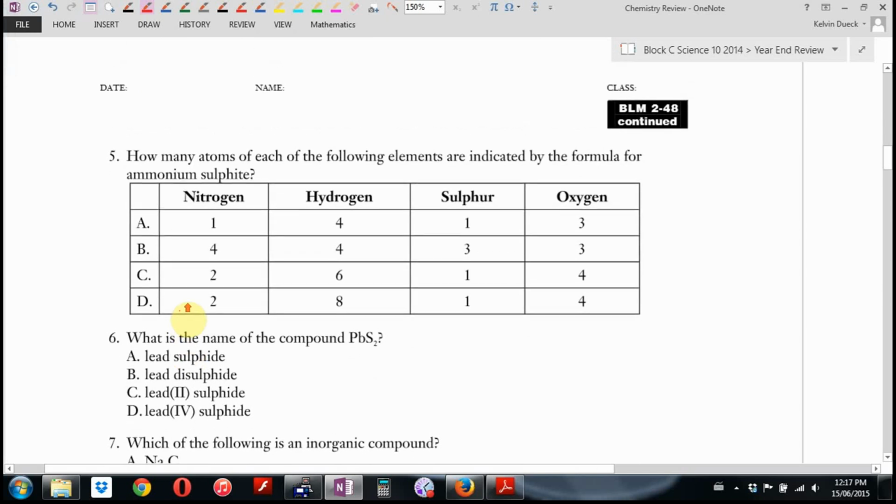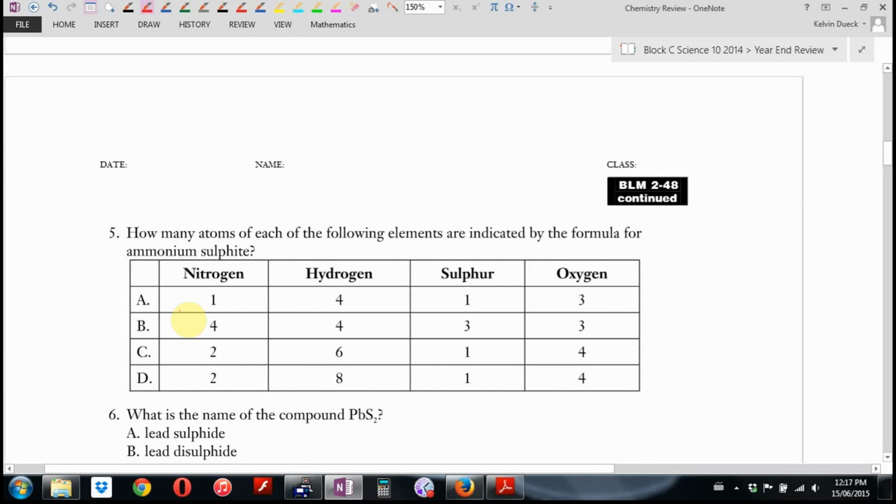How many atoms of each of the following elements are indicated by the formula for what? Okay, if they had given me the formula, this would be a heck of a lot easier. Did they give me the formula? I've got to crisscross. I've got to write the formula. Ammonium, that's a polyatomic ion. It's a positive one. Ammonium is NH4 plus, I think. Am I right? I'm going from memory.